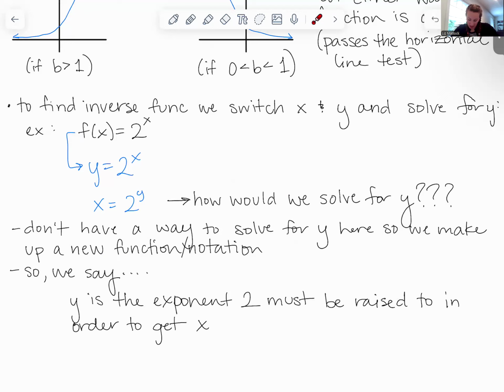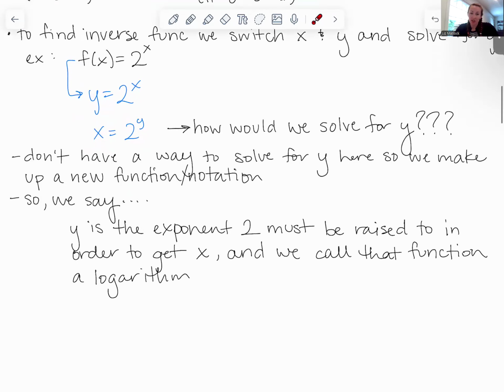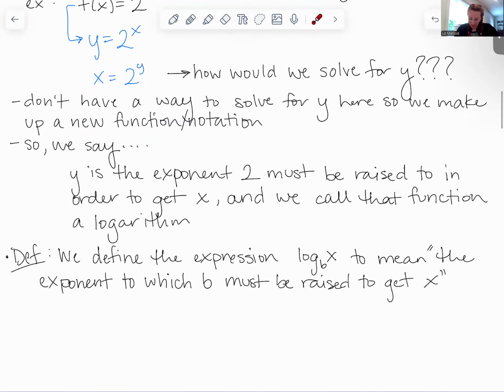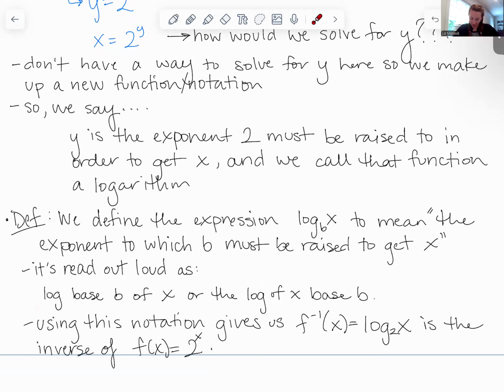So we're going to say that y is the exponent that 2 must be raised to in order to get x. And we call that a logarithm. Let me define it here a little bit more rigorously. We define the expression log base b of x to mean the exponent to which b must be raised to get x. And then we say it out loud, either log base b of x or the log of x base b. I usually use the first, but it really doesn't matter.